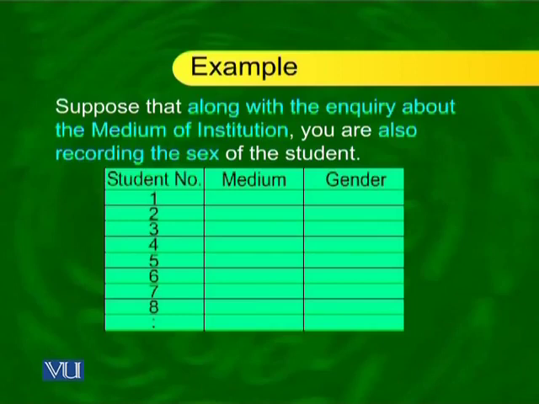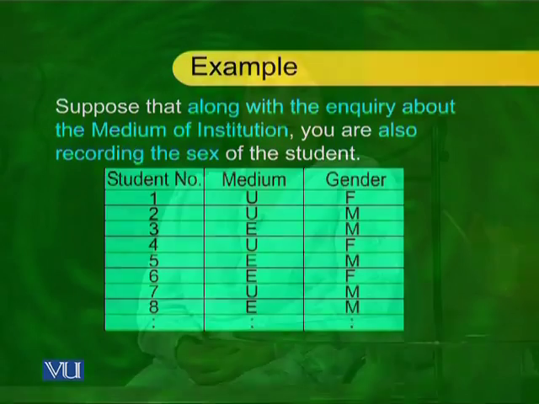as you can see on the screen. The first one, of course, gives us the student number, 1, 2, 3, 4 and so on. And the second gives us the schooling medium and the third one gives us the gender of the student. Which if you look at the table, if the data is as you see, it means that the first student that we recorded, she was coming from an Urdu medium school. The second student was a boy, and he also had come from an Urdu medium school, and so on and so forth.